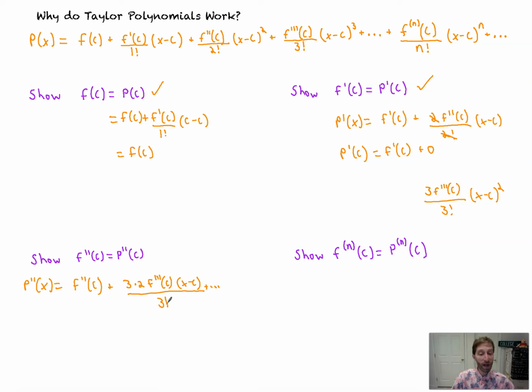Now wait a second, look what happened. This will go to 0. And every other term after the third power has x minus c in it. So all those terms go to 0. So therefore you get p double prime of c equals f double prime of c plus 0. So they're equal to each other. So we're showing that the derivatives of the function that we're approximating and the approximation polynomial are equal to each other at every order of derivative.